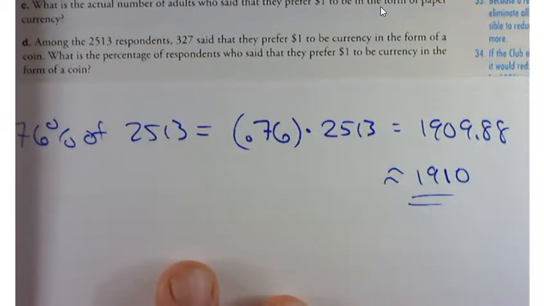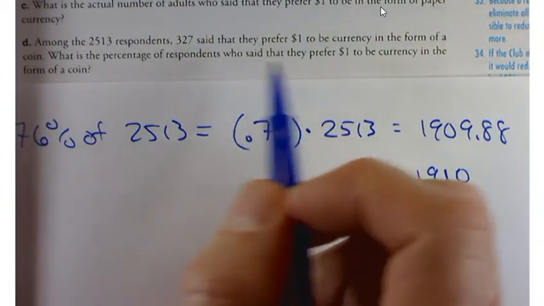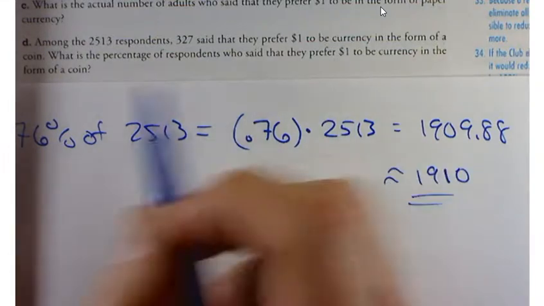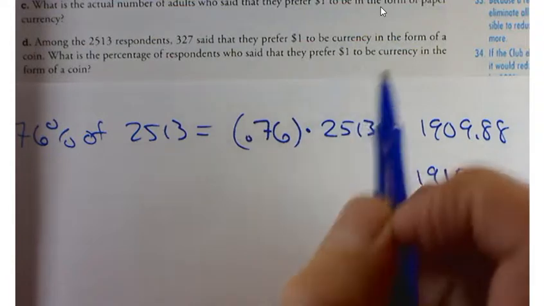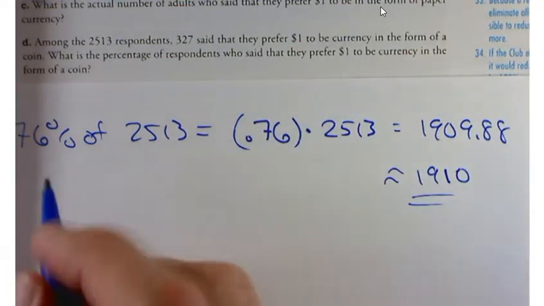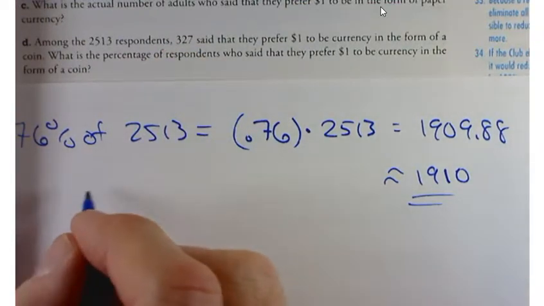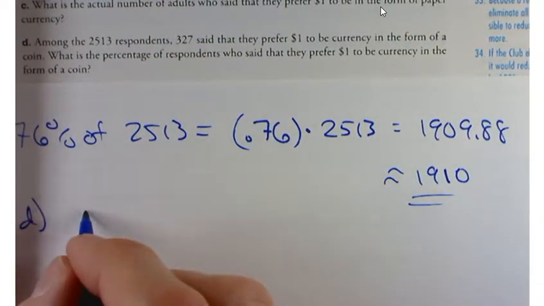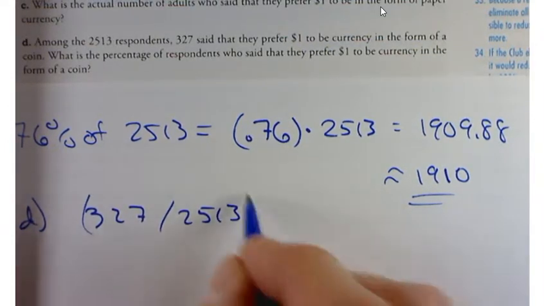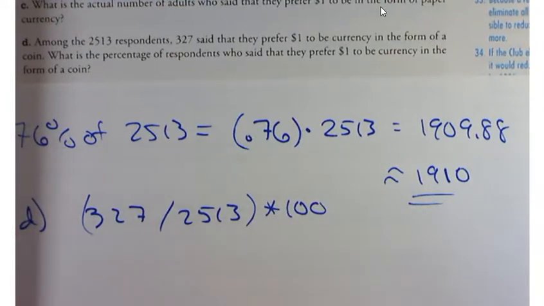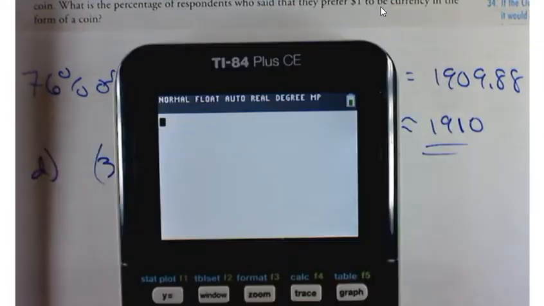Let's take a look at one last part here. Part D. Among the 2,513 respondents, 327 of them said they prefer a dollar to be in the form of a coin. What percentage of the respondents said they prefer a dollar to be in the form of a coin? So how are we going to figure out what percentage that is? Yeah, divide. So for part D here, we're going to take 327 divided by 2513. And then if you want, you can take that result and multiply it by 100, moving the decimal over 2 places to the right.